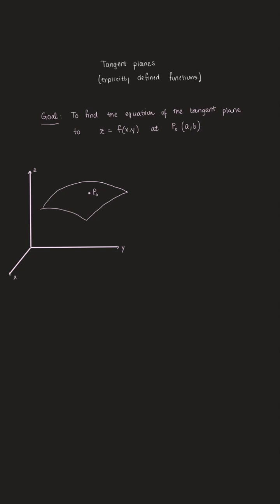Okay, in this video, I'm going to derive the tangent plane to an explicitly defined surface in the form z equals f of x, y at a point P naught with x and y coordinates a, b. But this time, I'm going to do it in a different way that may seem more natural, because in the previous two videos, we first derived the equation of the tangent plane for an implicitly defined function, and we used that to derive the equation of the tangent plane for an explicitly defined function.